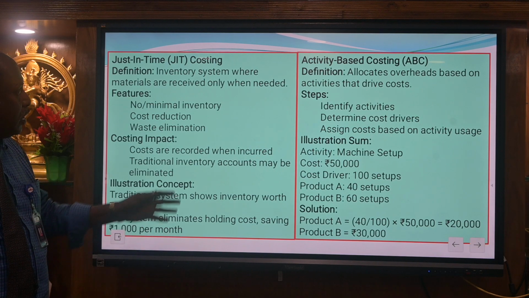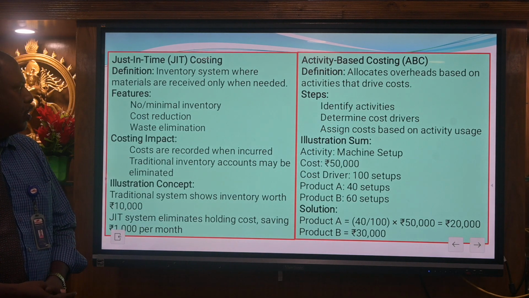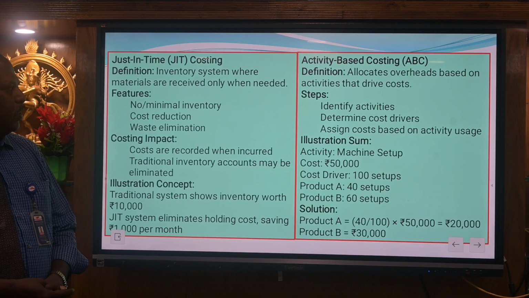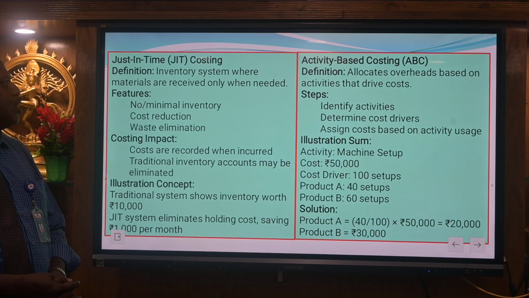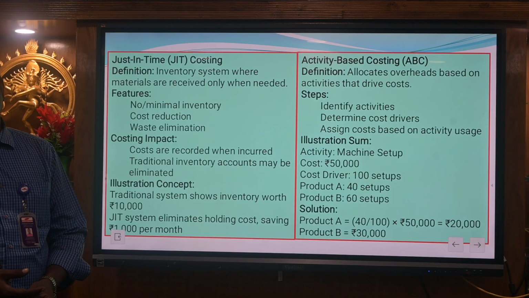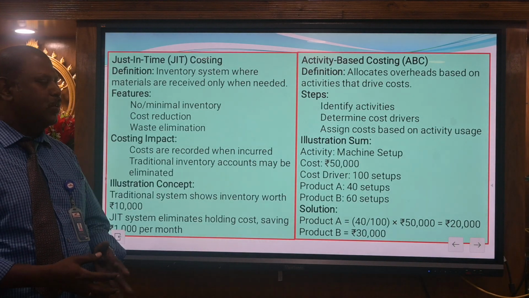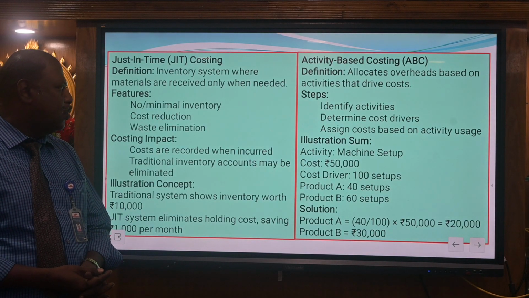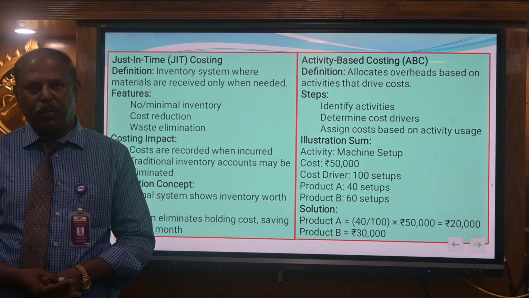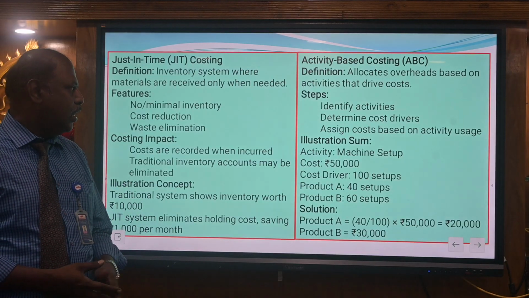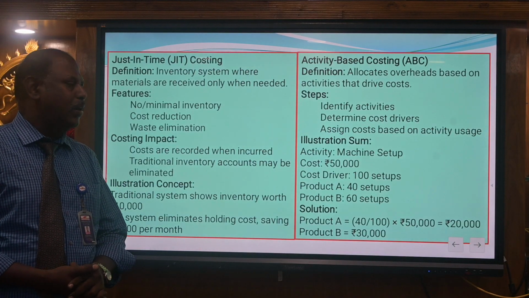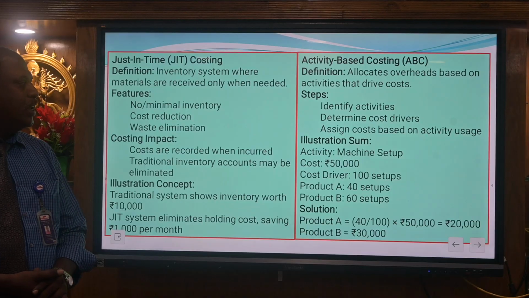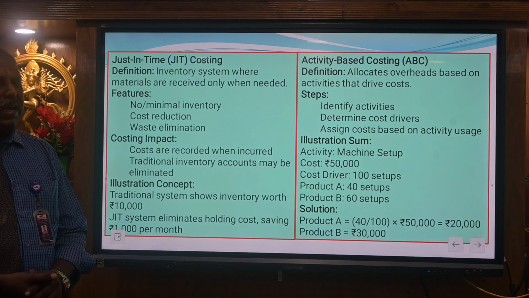Then the next part is activity-based costing. The main definition is to allocate overheads based on activities that drive cost. Here we have some steps to find activity-based costing. First one is to identify activities, what type of activities they completed. Then determine cost drivers. The third one is to assign cost based on activity usage.